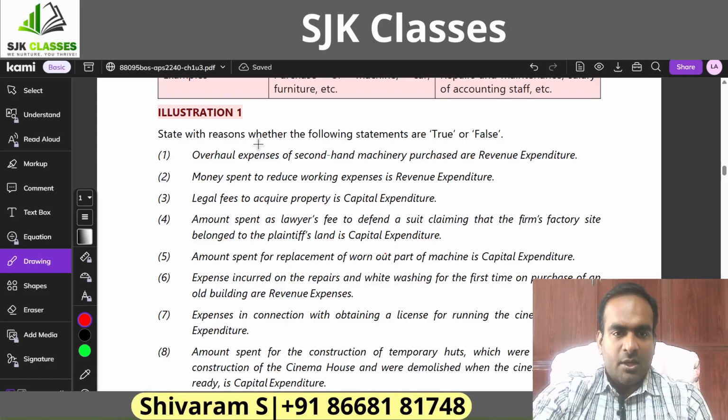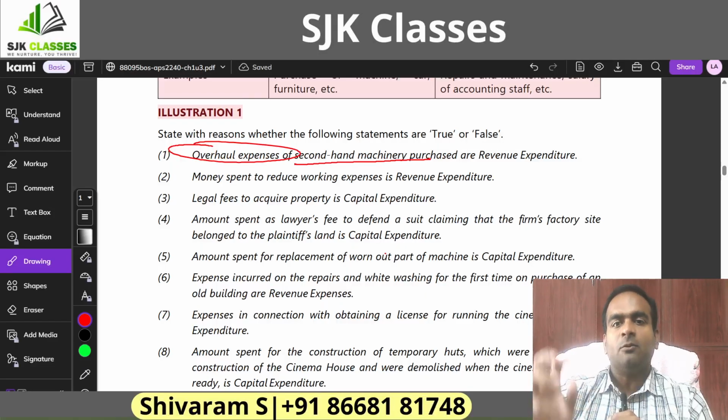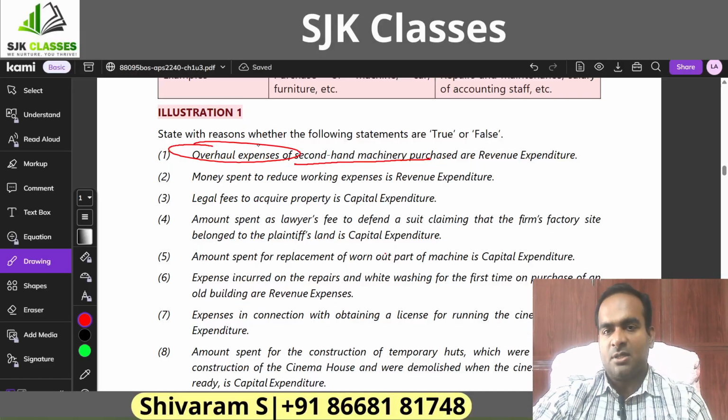Now what they are saying here, we have purchased some second-hand machinery, for which some overhaul expenditure is done. What is overhaul expenditure? It's nothing but the overhauling cost I'm making when I purchase a second-hand machine. Let's say I'm purchasing a second-hand car. What I will do first, I will take it to a mechanic shop. I will go for an overhauling. After that only I will be using the asset. So this overhaul expenditure for a second-hand machinery is a revenue expenditure or it's a capital expenditure. That's the question now. So what is the answer here? By doing this overhaul expenditure, you have to just focus on these two points.